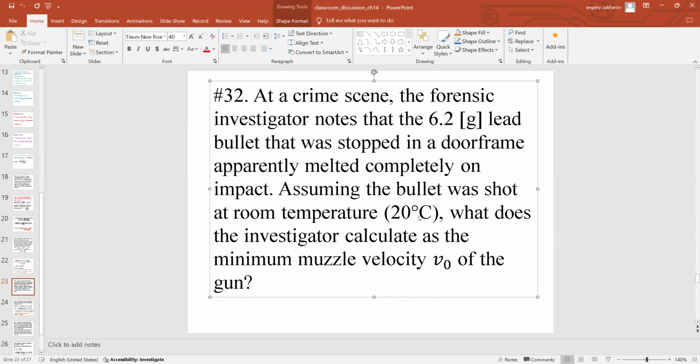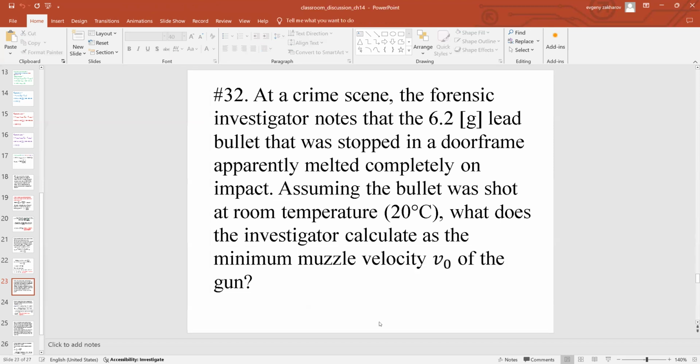It was shot at room temperature. And what's the muzzle velocity of the gun? Once you figure out the initial velocity of a bullet, you can tell what kind of gun was used for the crime. And that's the first thing detectives want to know, what kind of a gun was used. So that's what they would do and measure and do the calculations.